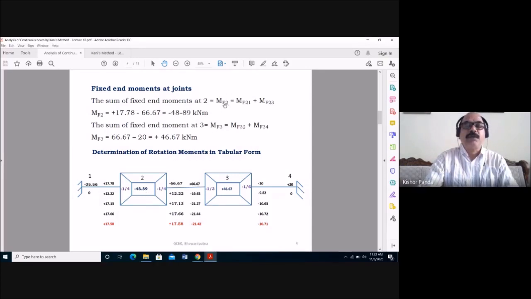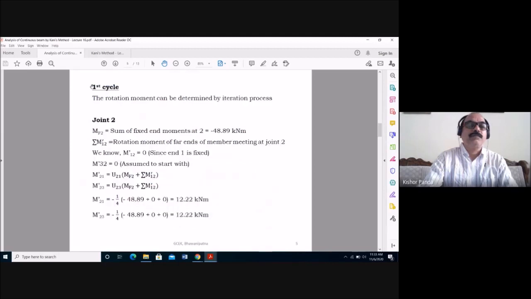And the fixed end moment is MF, M subscript F 1-2, 2-1, 2-3, 3-2. And for rotational moments: M dash 1-2, M dash 2-1, M dash 2-3, M dash 3-2. So here you see these are the rotational moments. M dash 2-1 you have to put here, M dash 2-3 you have to put here, M dash 3-2 you have to put here, and M dash 3-4 you have to put here. The rotational moment is 0 at the fixed end. So first we will start the first cycle. The rotational moment can be determined by an iteration process.